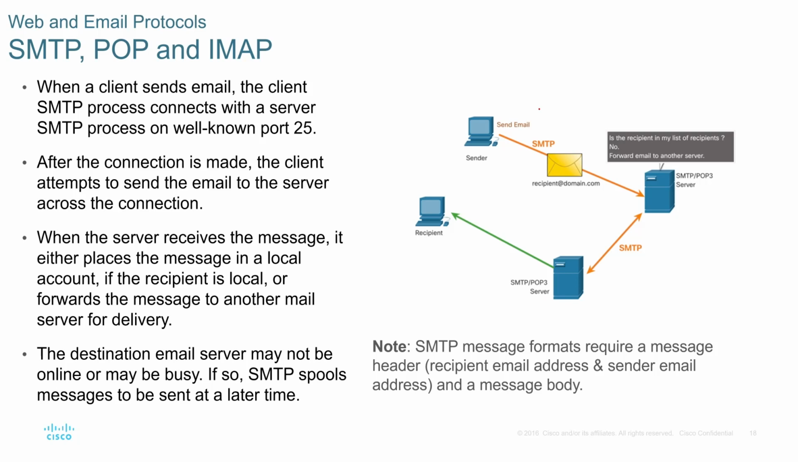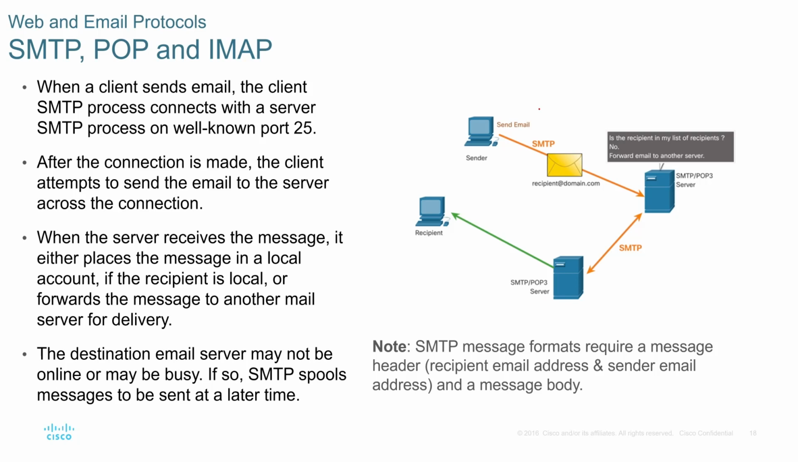When a client sends email, the client SMTP process connects with a server. The SMTP process is on a well-known port of 25. After the connection is made, the client attempts to send the email to the server across the connection. When the server receives the message, it either places the message in a local account if the recipient is local, such as somebody from Gmail going to somebody else on Gmail, or if the recipient is not local, it will forward the message to another mail service, such as AOL.